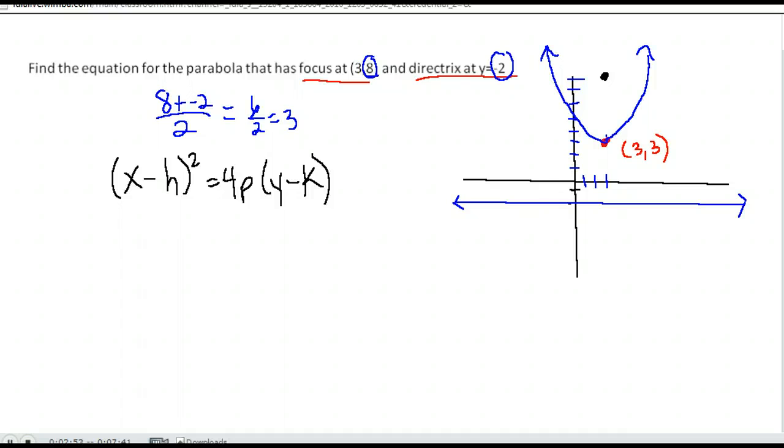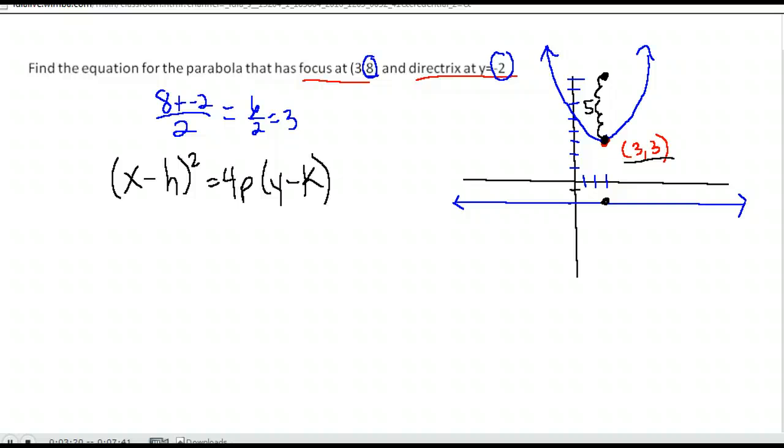And now all we need, we have the vertex. The other thing we need to know is p, which remember p is the distance between the vertex and the focus point. It's also the distance from the vertex to the directrix, incidentally. So notice they are 1, 2, 3, 4, a distance of 5 apart. Okay? The distance from 3 to 8 was 5. So our p is 5.